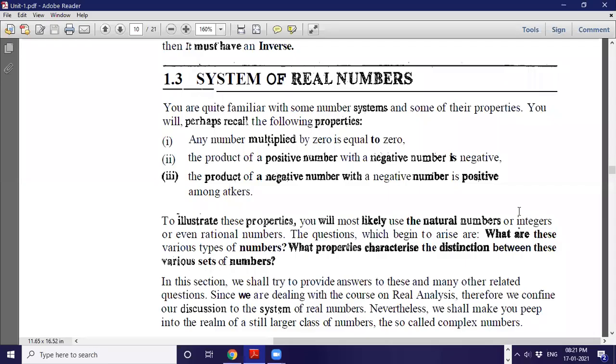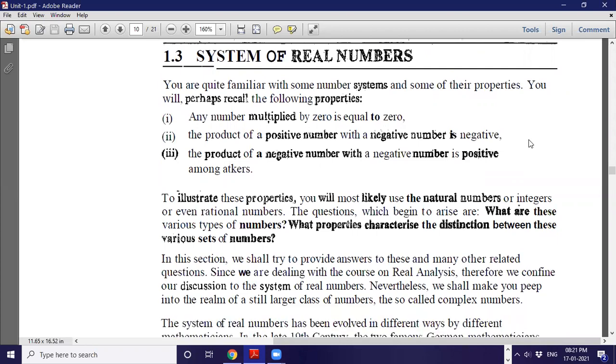Hello everyone. So this is lecture number 5 of real analysis. Now let's come to the class topic directly. System of real numbers.